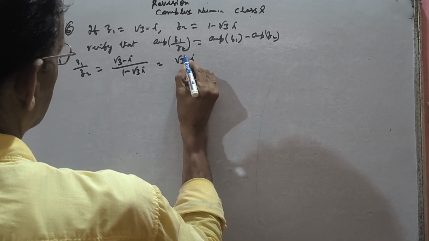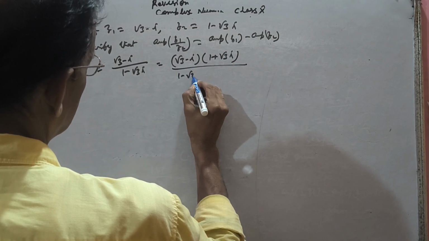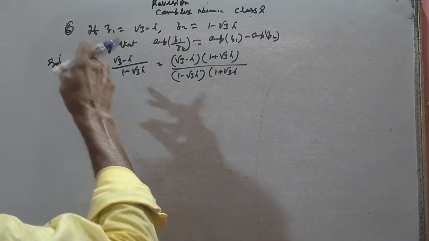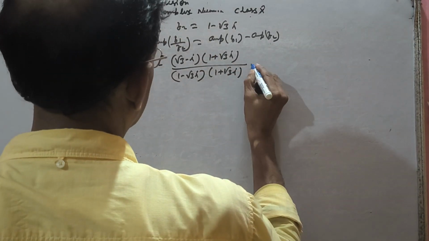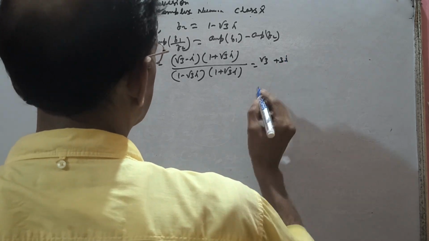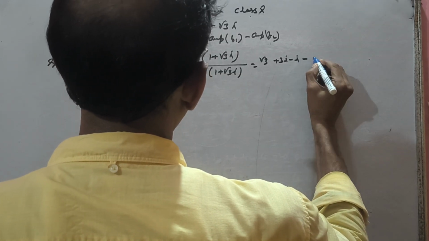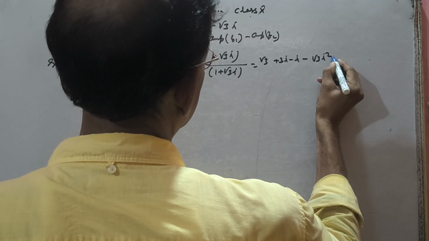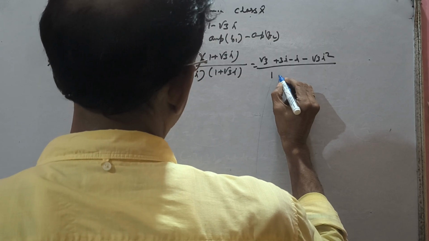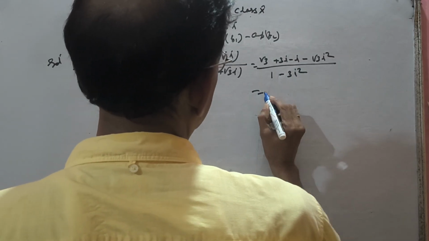So root 3 minus i into 1 plus root 3i by 1 minus root 3i into 1 plus root 3i, to make the denominator real. Now multiplication is required here. Root 3 plus 3i minus i minus root 3i square. By here what? a square plus a square minus b square, 3i square.